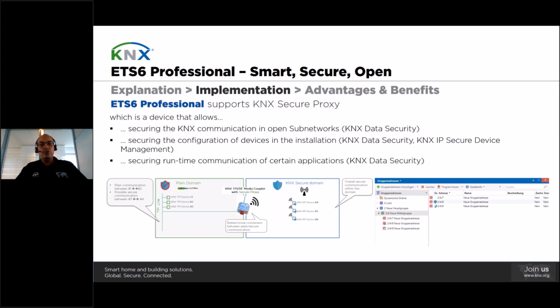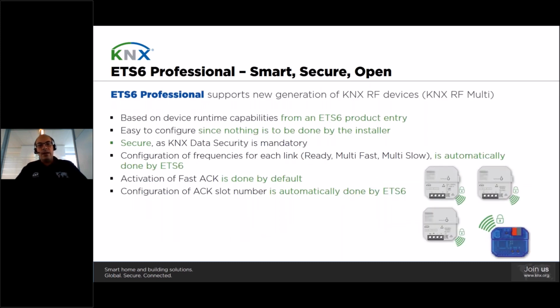The next main system extension to be supported, and actually one very important system aspect, is the RF multi, the new generation of RF devices. Those devices come with several advantages, such as mandatory security support, easy configuration since all the frequency settings are automatically set by ETS, and of course, all the runtime capabilities of such products come from a product entry created with the manufacturer tool. So the ETS users do not have to differentiate between a twisted pair and an RF device when it comes to configuration.